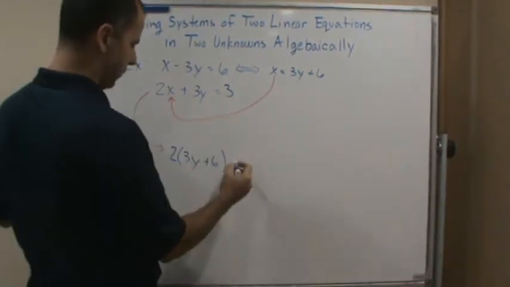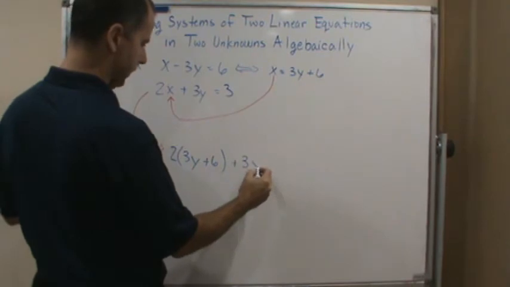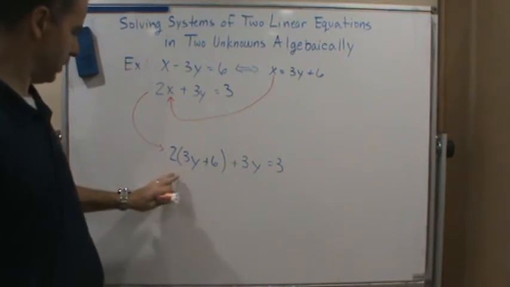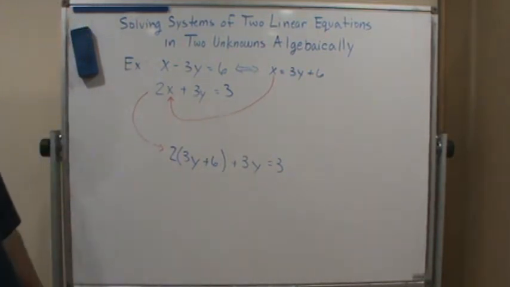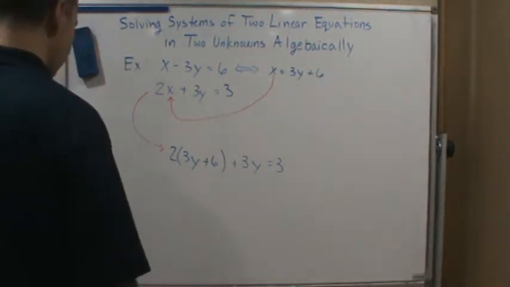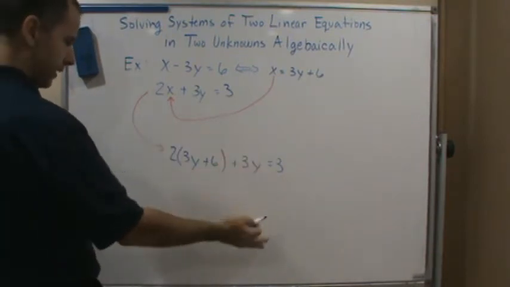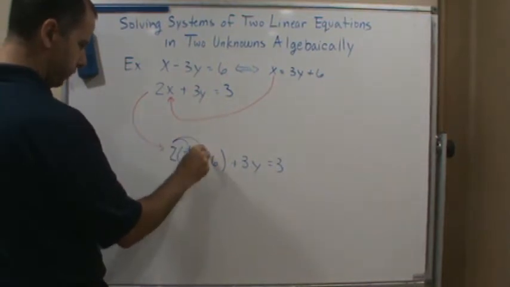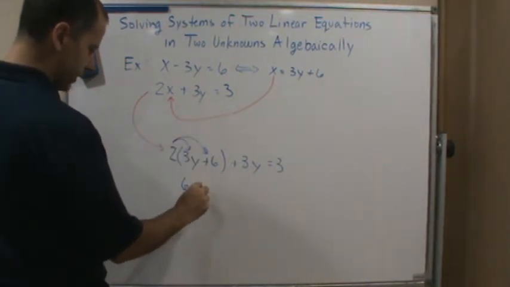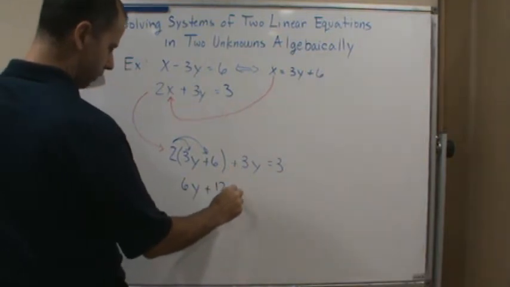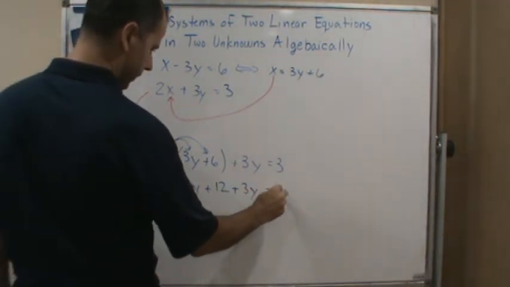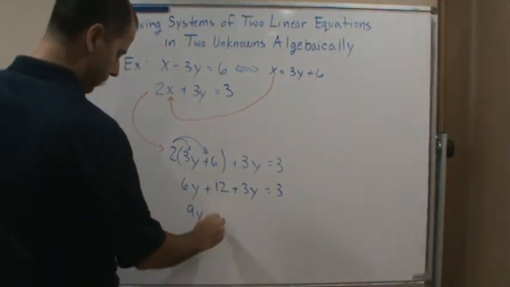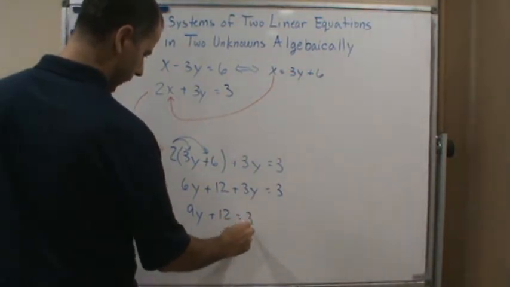And then the rest of this I'm going to just copy down. So plus 3y equals 3. And now, notice I've changed this equation into an equation that just has one variable in it. One unknown. So now I'm going to simplify this and solve for y. So I'm going to distribute the 2, right? So that's going to make this 6y plus 12 plus 3y equals 3. And now I'm going to combine like terms, and I get 9y plus 12 equals 3.